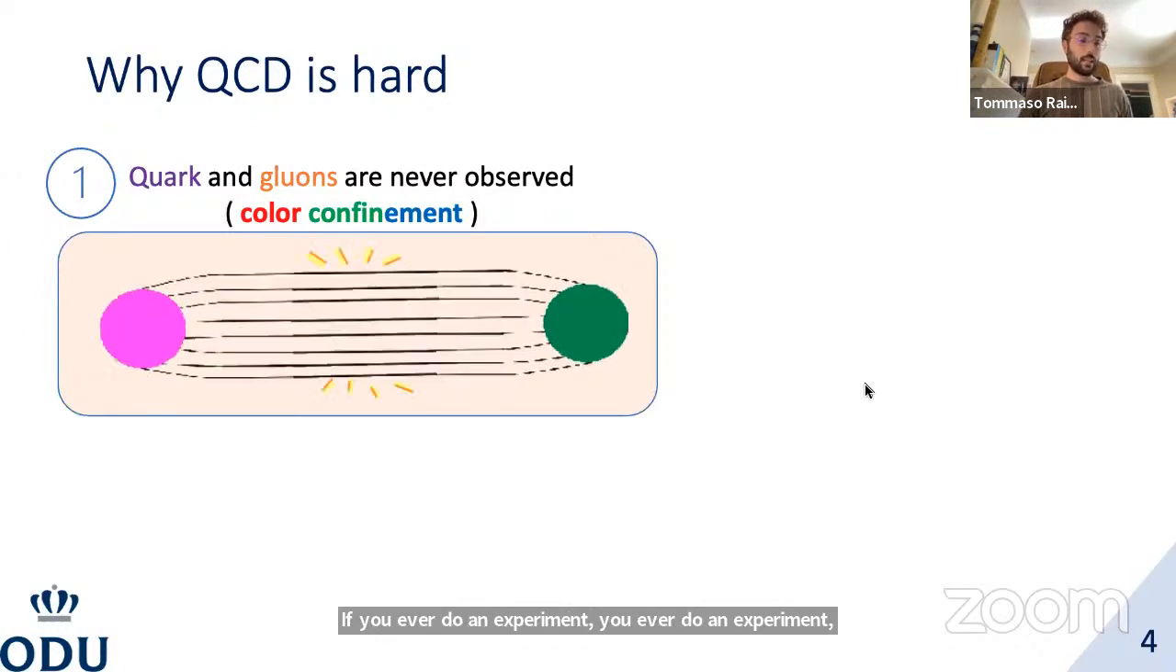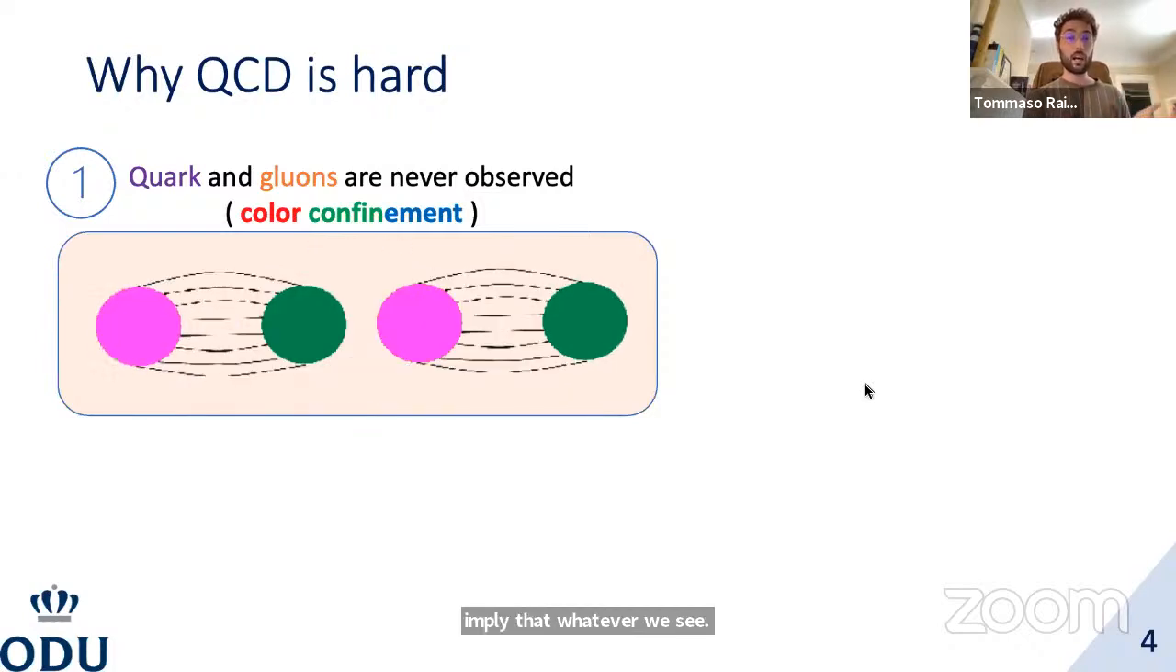And again, let me go back to quantum electrodynamics to make an analogy. What do we mean when we say color confinement? We imply that whatever we see in the experiments does not have any color. Now, that doesn't mean that it's not the regular color here.